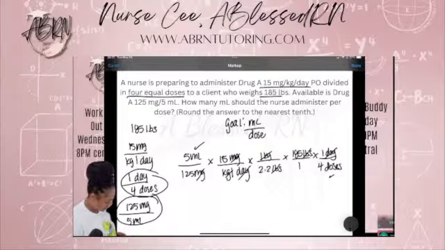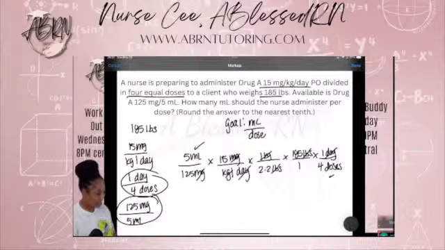5 times 15 times 185 divided by 125 divided by 2.2 divided by 4. And I got 12.61. Did y'all get that?